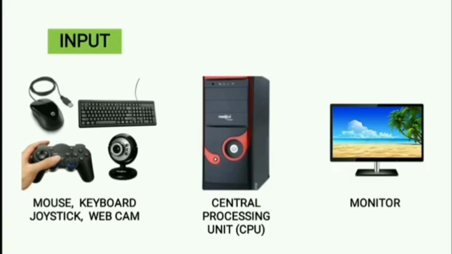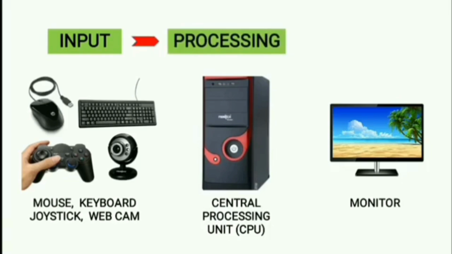With the help of these devices, we send all the instructions to the CPU, that is the Central Processing Unit. One very interesting fact about the CPU is that the CPU is also known as the brain of a computer. Children, in our body, we have our limbs, we have our stomach, we have our hair, right? And we also have the most important organ in our body, that is the brain.